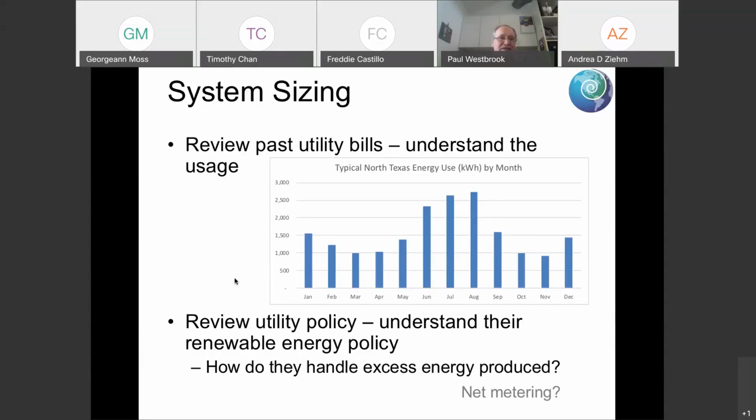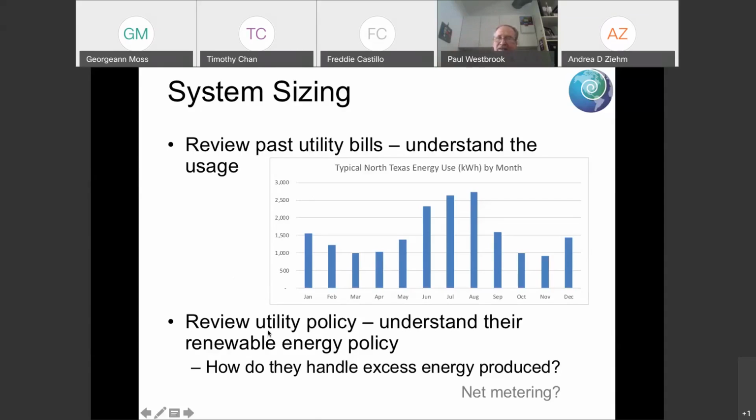So how do you size a system? Well, the best thing is if you've got utility history, you can review your past utility bills and understand the usage. I did some research and found a typical North Texas energy use, January through December, and the left axis is kilowatt hours per month. As you can see, if it's an all-electric home, you're going to have higher use in January. It'll start declining in February, March, and April are pleasant months. Then the summer climb commences. August is usually the worst bill, July and August. Then you get a little breather again in the fall, and then it starts climbing. But if you understand your bill and your usage, that's a very good first step.